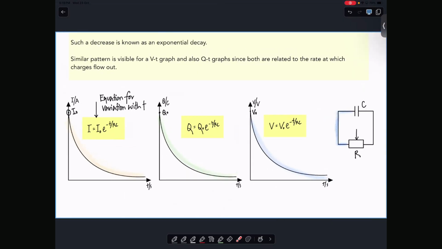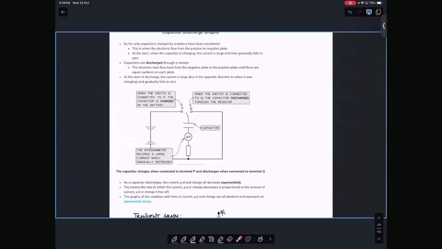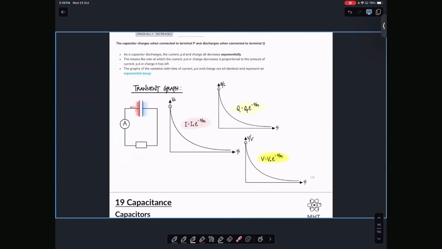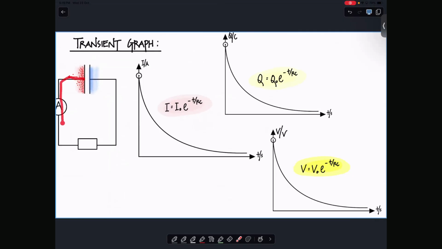So what's the purpose of this equation? Let's say you have a capacitor that is discharging right now, and you want to know the current at any given time. What would you do? That equation. What if you want to know the voltage at any given time? That equation. What if you want to know how much charge is left in the capacitor at a random given time? That is the equation. It's called a transient equation. It basically tells you the amount of charge, current, or voltage at a particular given time.